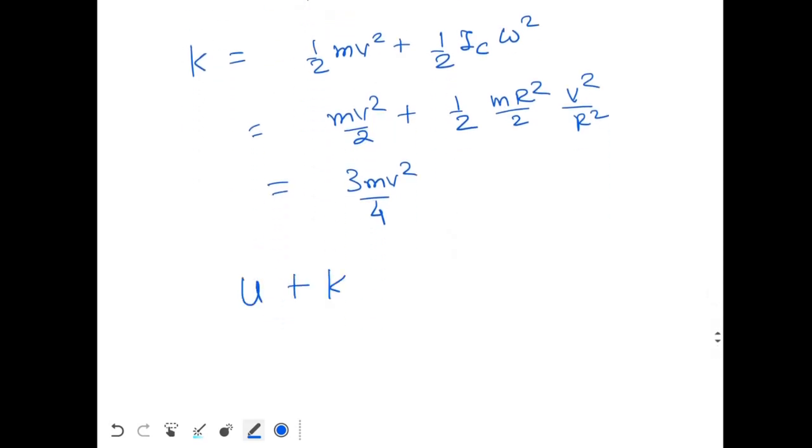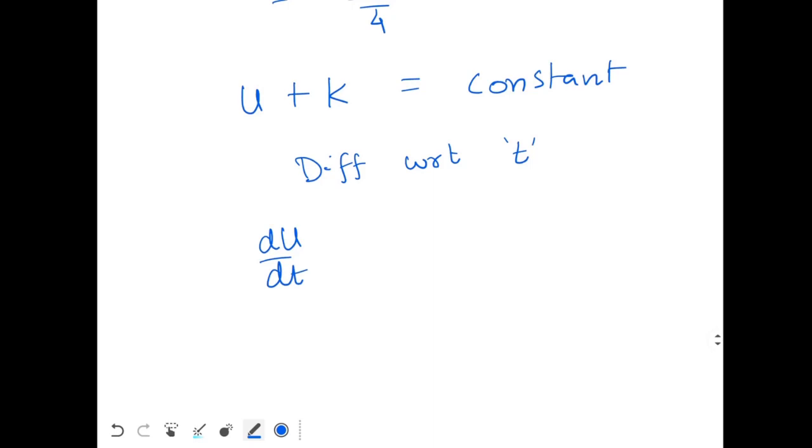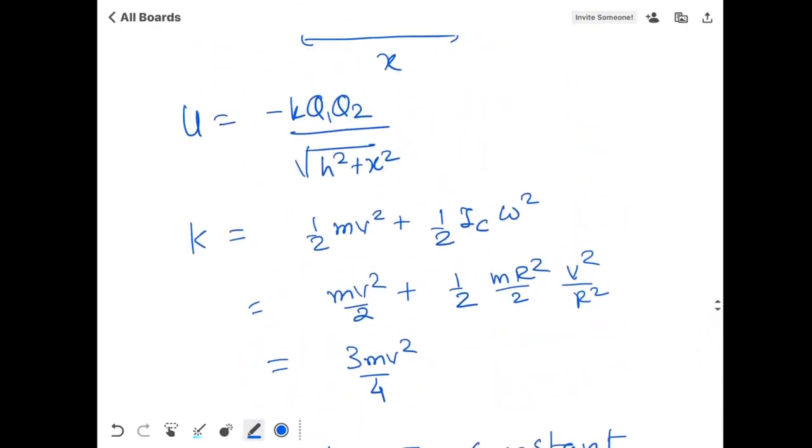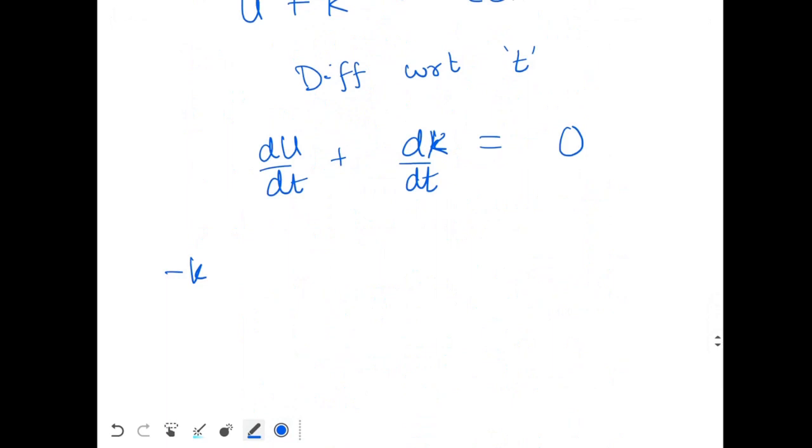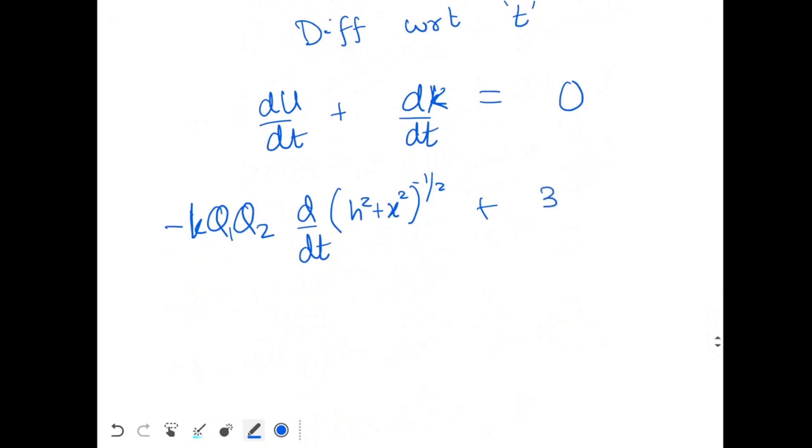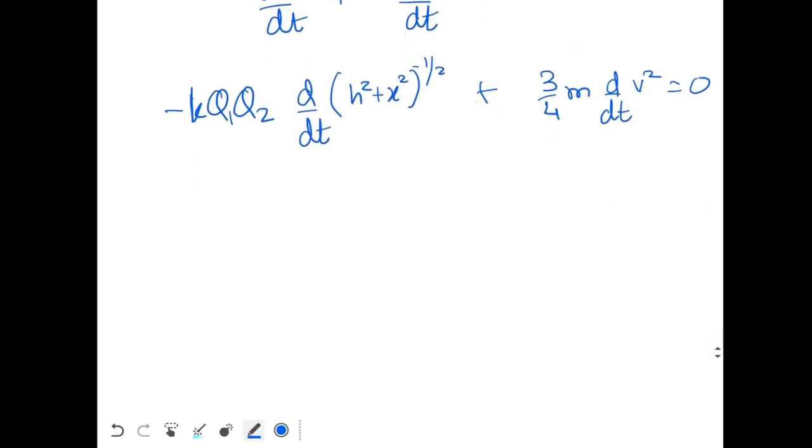Now, total potential energy plus kinetic energy will always remain constant. So on differentiating with respect to time, what do we get? dU/dt plus dK/dt will be equal to, derivative of a constant is 0. So what is dU/dt? Minus k q1 q2 d by dt of (h square plus x square) power minus 1 by 2, plus 3 by 4 m d by dt of v square. This will be 0. So let's simplify this.